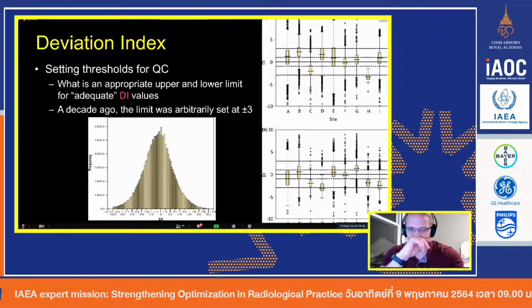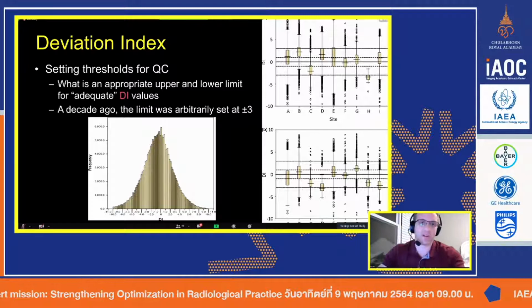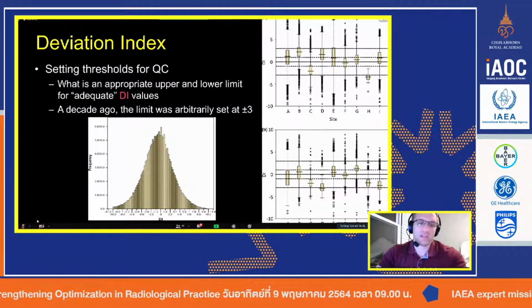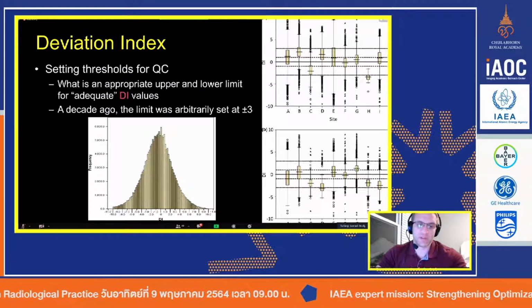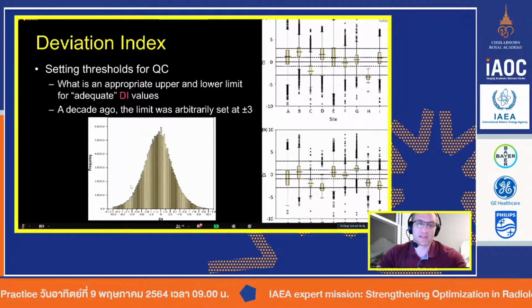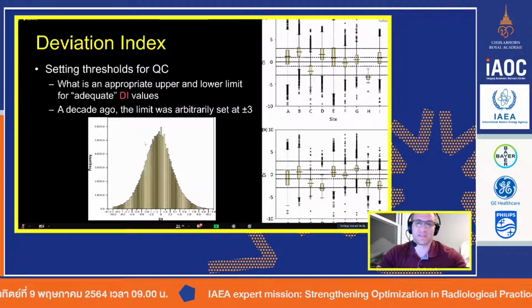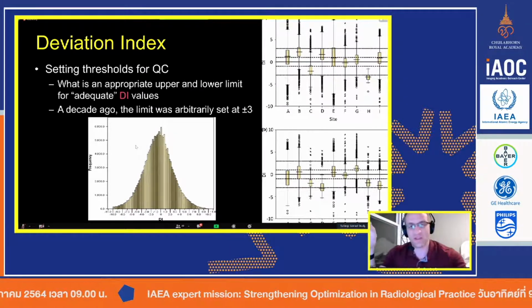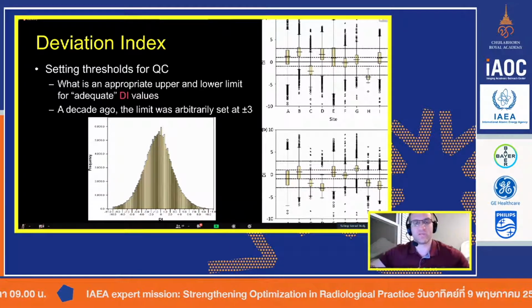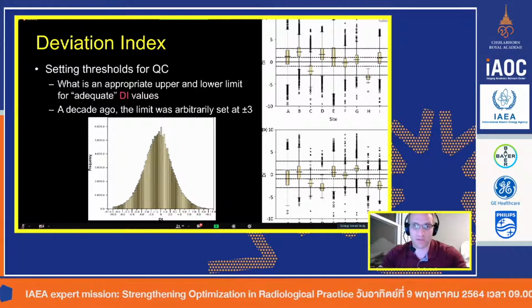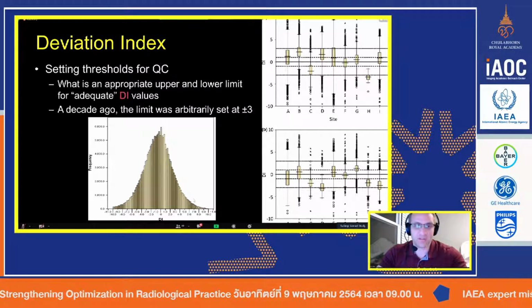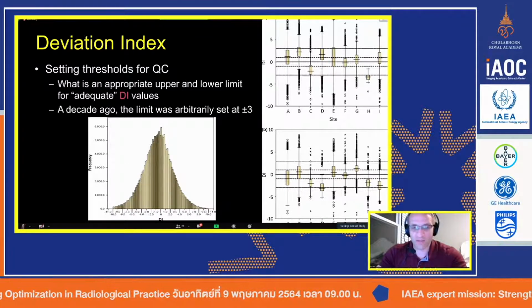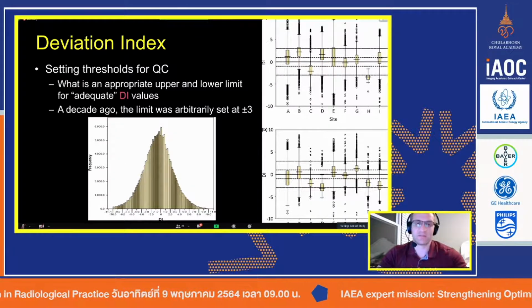So another group got together, and I was part of that group, and we looked at it for 2 or 3 years. And in 2018, we published our results. Basically, we looked at tens of thousands of exams across all of the US, and we wanted to know what the distribution of DI values was at all hospitals, or most hospitals, of course. And what you see here is just that result, DI all the way out to plus or minus 10.